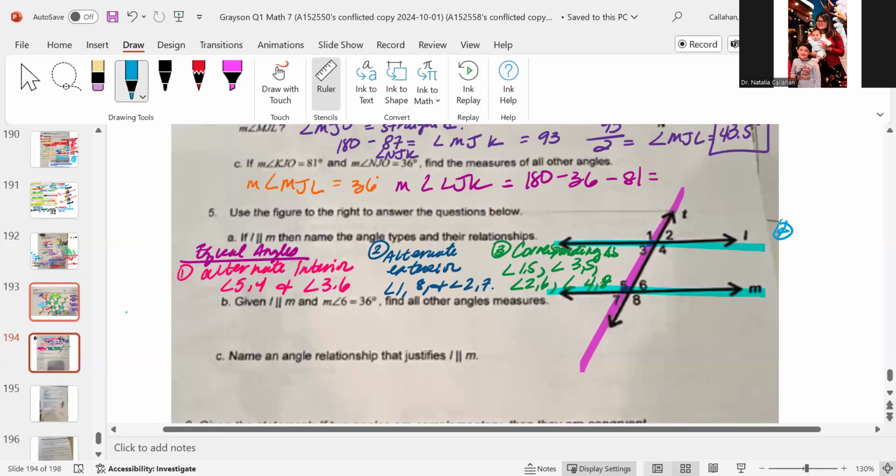And I think that's all there is for equal angles. And then angles that add up to 180 degrees, those are consecutive interior angles.